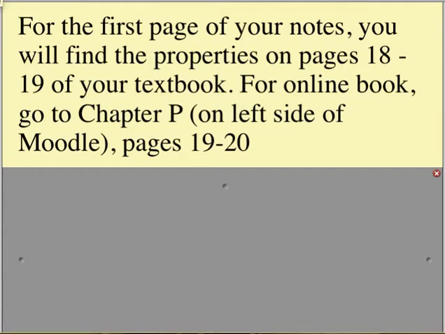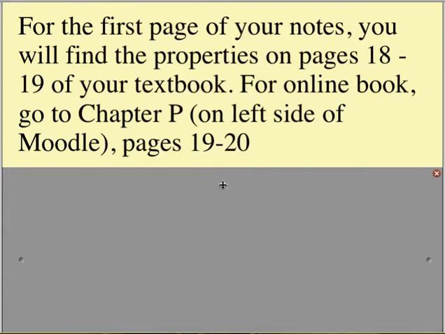One place that you can find it is on pages 18 to 19 of your textbook, or if you go onto the Moodle page, on the far left side it says textbook and then it says chapter P. If you go to pages 19 to 20, you will find those properties online, and that's where I would like you to fill them in and do the examples on your own.